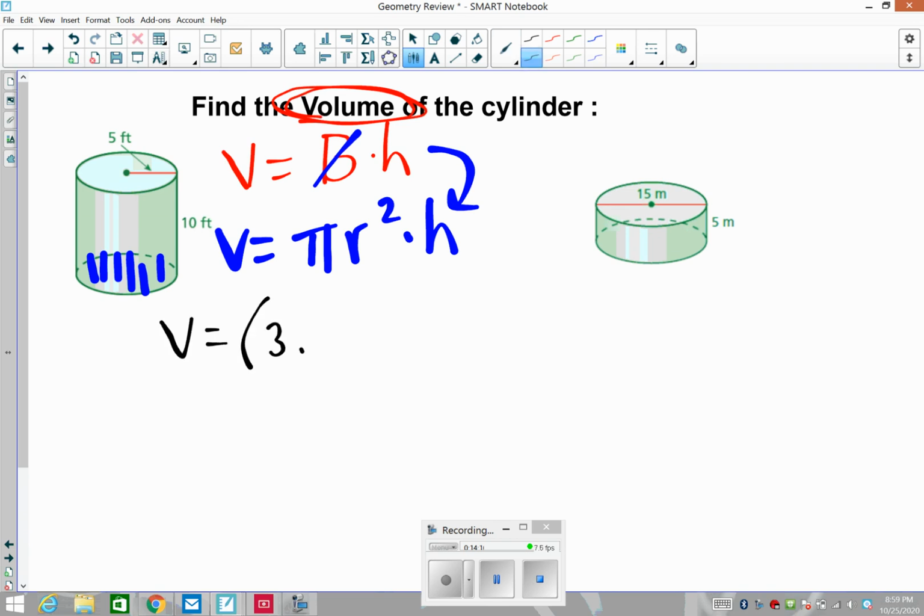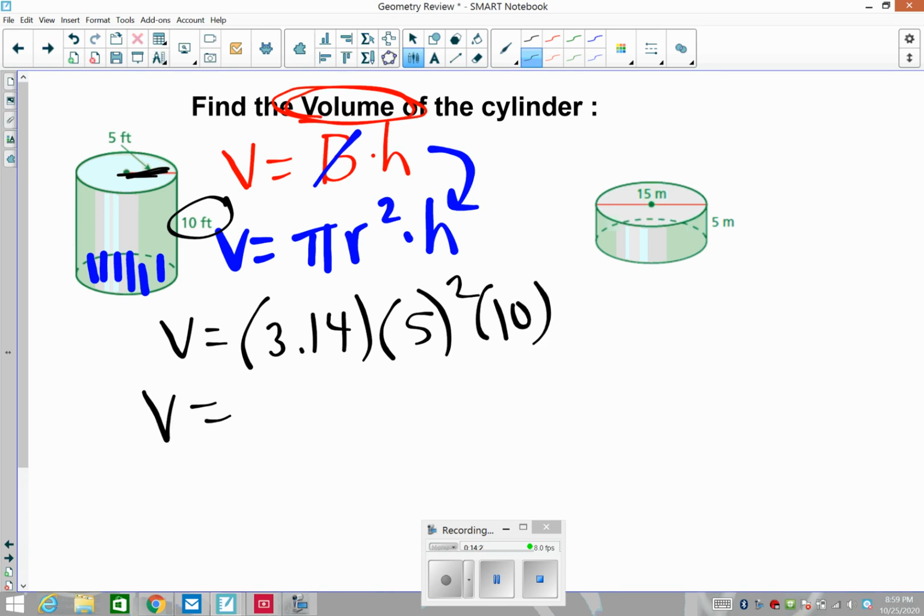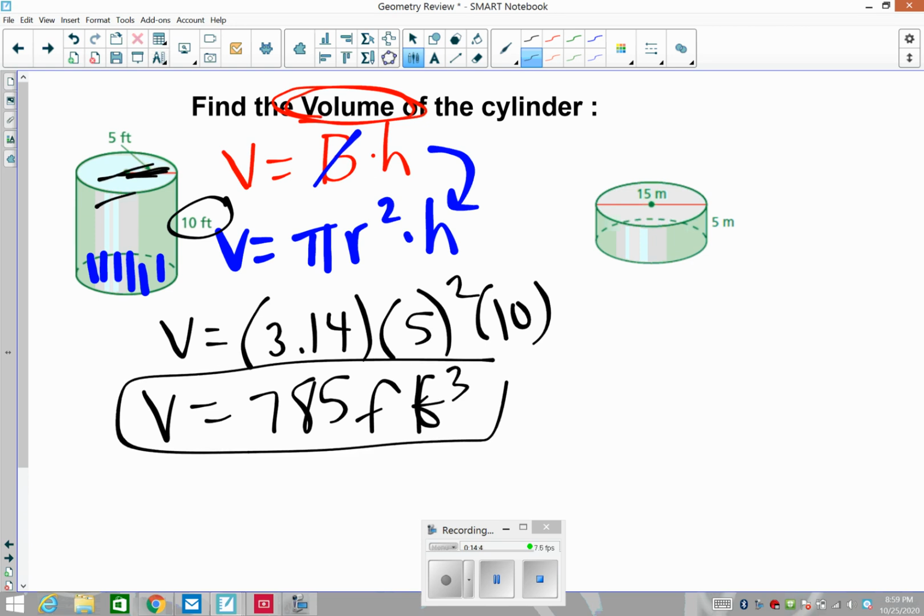So that's 3.14 times the radius squared. Go find it. Here it is. Radius is 5, squared, times the height, which is 10. No big deal, it's just all calculator problems. So it's 3.14 times 5 squared times 10, which gives us 785 feet cubed as the volume. So that is the amount of space on the inside. Volume.